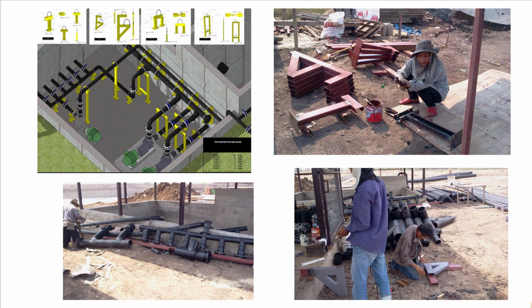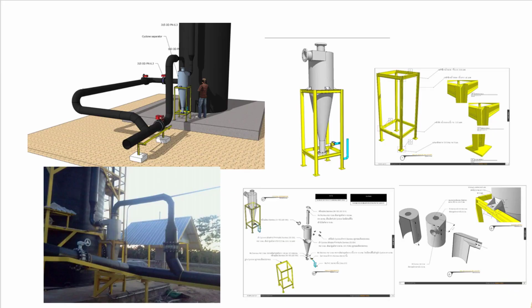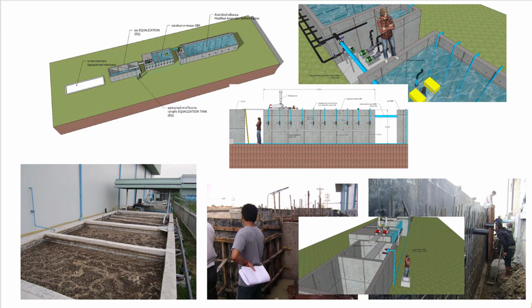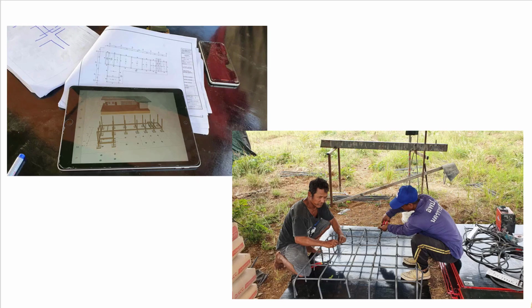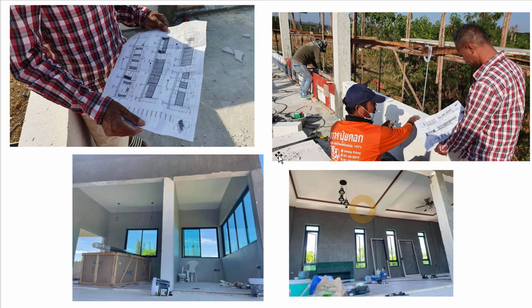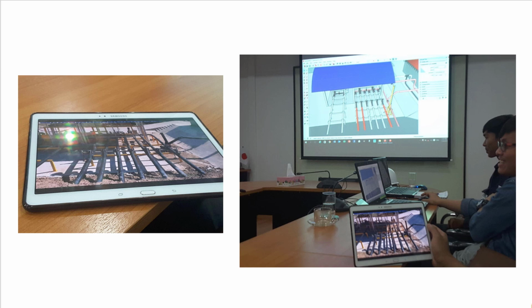We use the 3D model to communicate with people involved in the construction. SketchUp is very easy to use and it clearly explains the details of the construction. Here, this is the layout. This is one of our new offices. Here is the pipeline, and this is the detail in SketchUp.